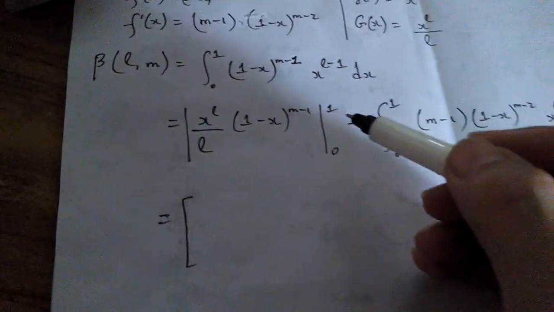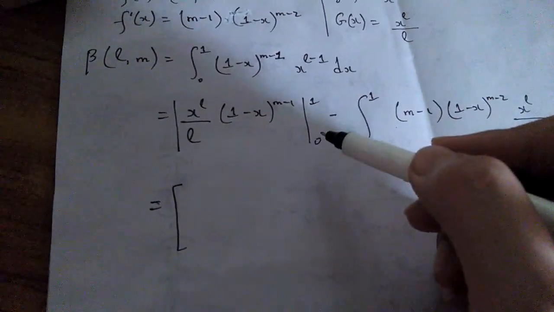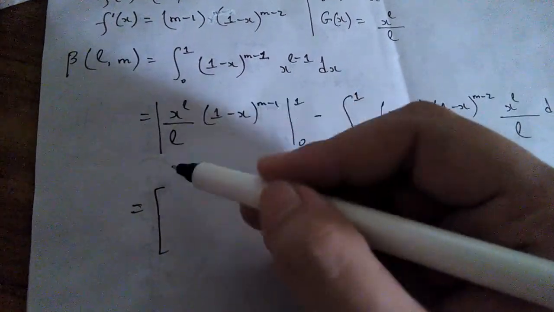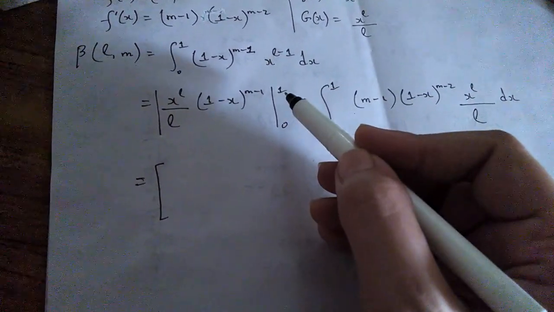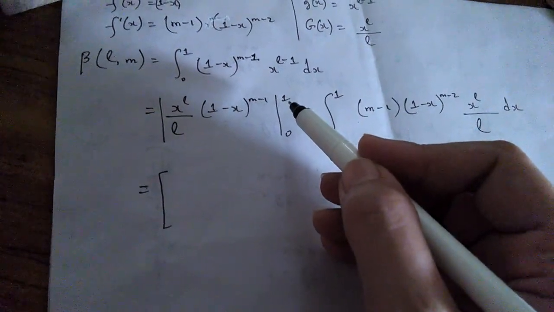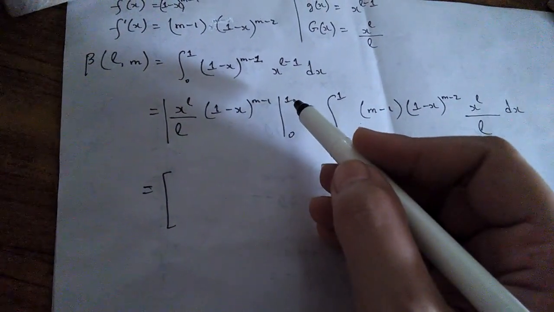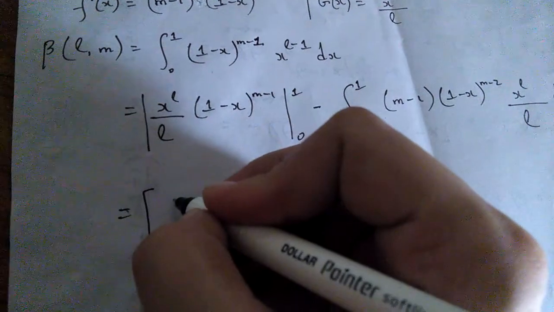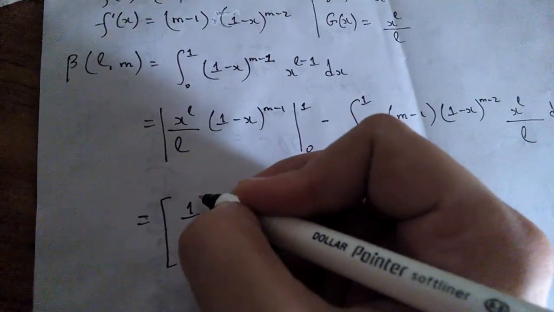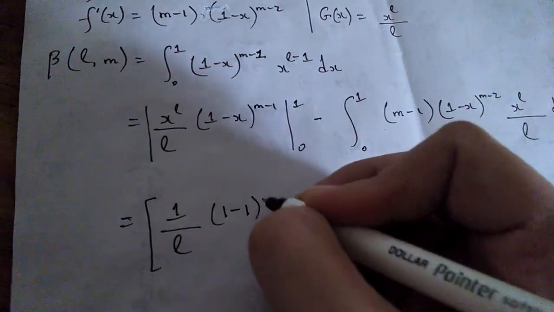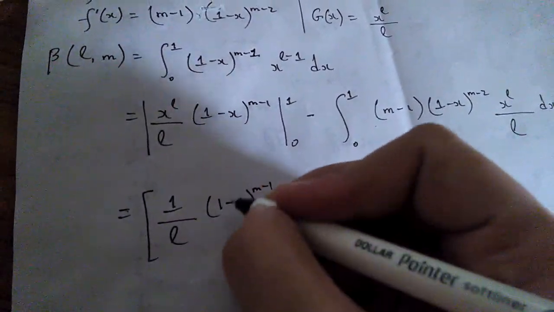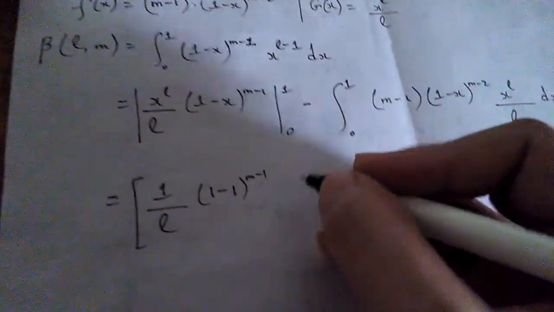Once I apply my limits over here, I'm going to remove these mods, put my square bracket out there, and now apply my upper limit first. At the place of x I'm going to put down 1. 1 to the power L is 1 upon L, and 1 minus 1 to the power m minus 1 is 0. So this whole thing will become 0.